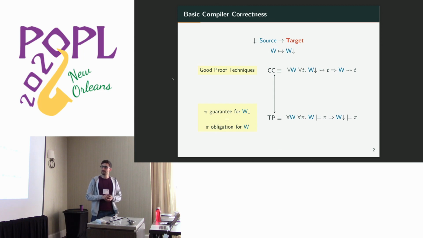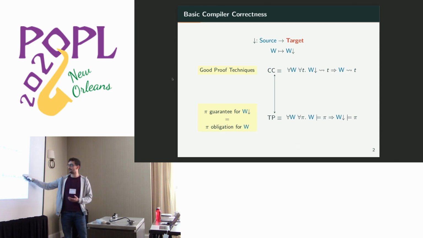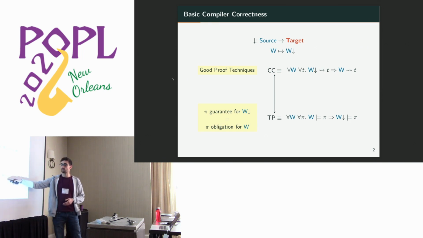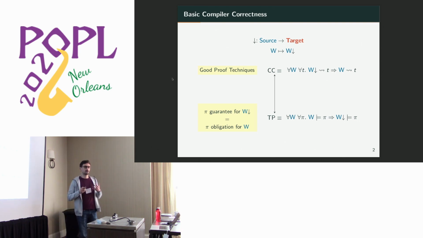We want CC because for it we know there are quite good proof techniques available in the literature. And we want TP for a better understanding of our theorem because it has a very clear description of what is the property that is guaranteed to hold after compilation whenever we know that something is satisfied in the source. Or if you wanted to look at it dually, there's a description of what you should prove on your source program to get pi satisfied after compilation. This is kind of the key idea of this work.